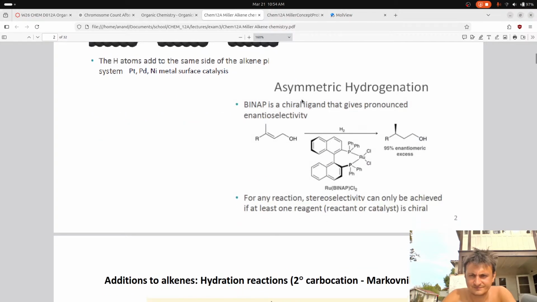This one, BINAP, a chiral ligand, gives pronounced enantioselectivity.